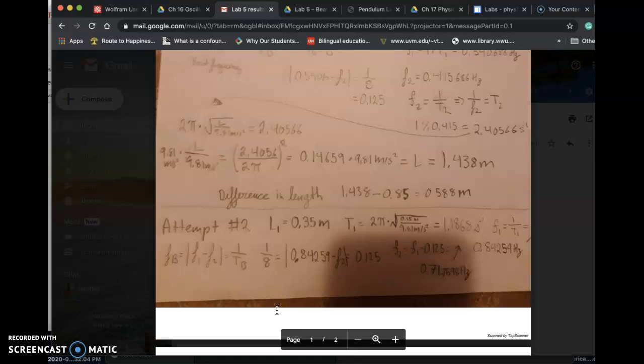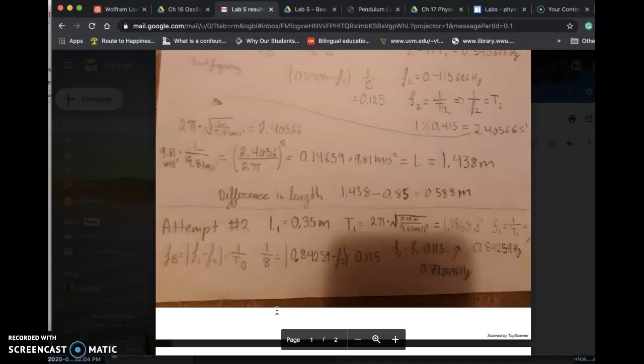So in order to get the period, what we get is 2 pi times the square root of 0.35 meters divided by 9.81 meters per second squared. That gives us a period of 1.1868 seconds, and a frequency, the inverse, of 0.84259 hertz.